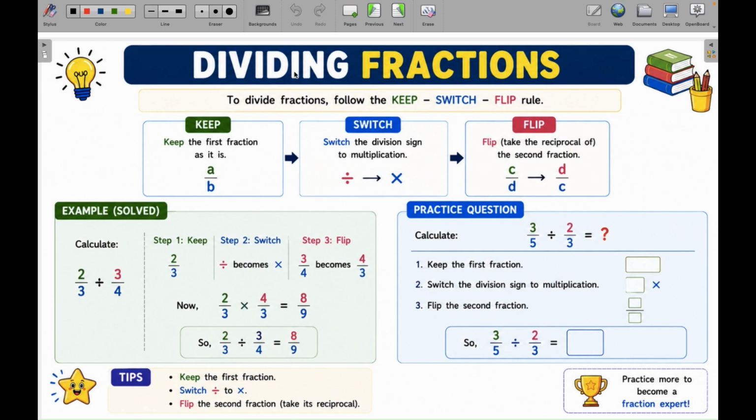Today we are going to see how to divide fractions, right? Dividing fractions is similar to multiplying fractions, but there's a rule that we should keep in mind. What is the rule? The rule is keep, switch and flip, right?